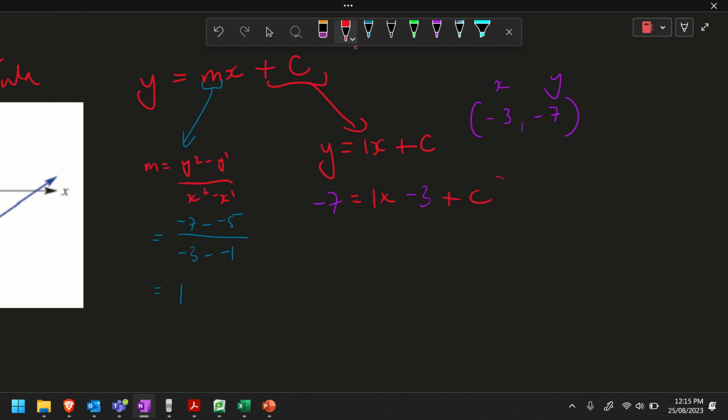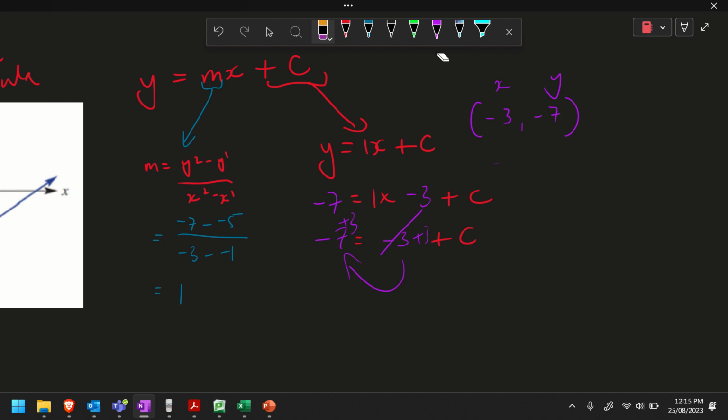So what you're going to do here is solve for c because we're trying to find the y-intercept. So this will be negative 7 equals 1 times negative 3, and then plus c. And then solving from that, what's the next step, guys? Yes, Alana. Plus 3 to negative 3. Good. Plus 3 to negative 3 to get rid of it, and you do it over here too. So it becomes plus 3.